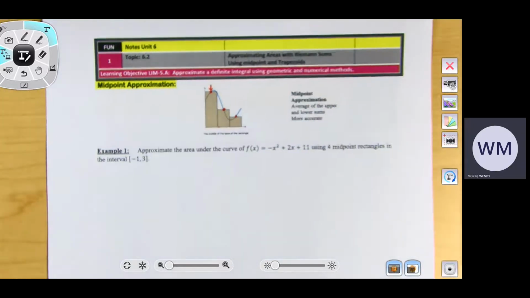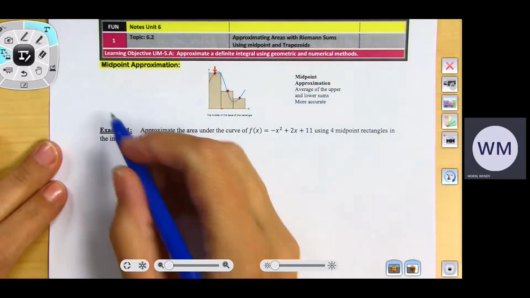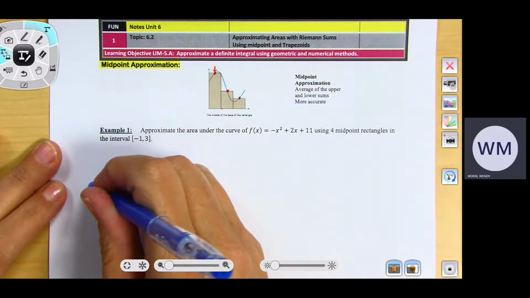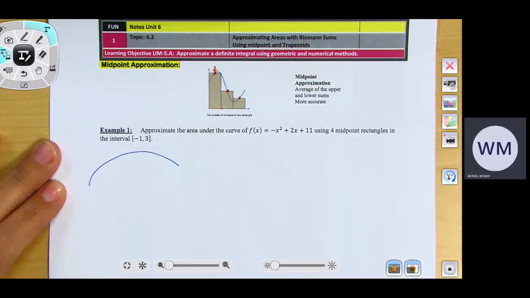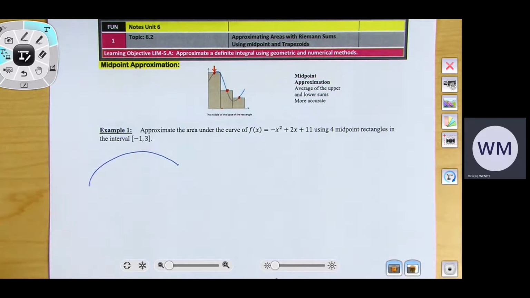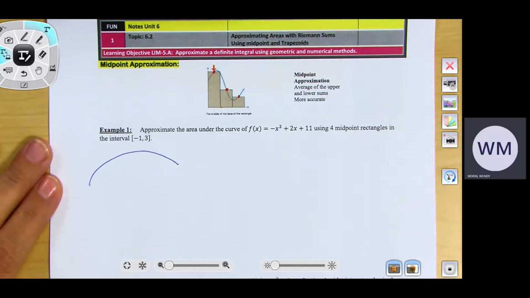A little bit here. If you have no idea, it's not going to make a difference. But I know it's a parabola that opens down, so I'm just going to do some random shape like this. Again, you could draw a straight line. It really doesn't matter because you're not getting the y values from the graph, you're getting them from the equation.